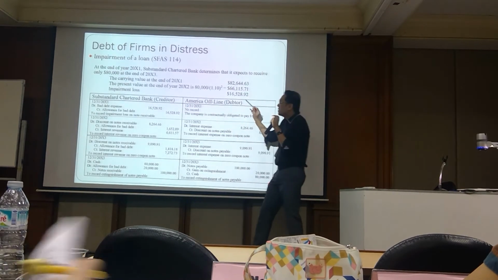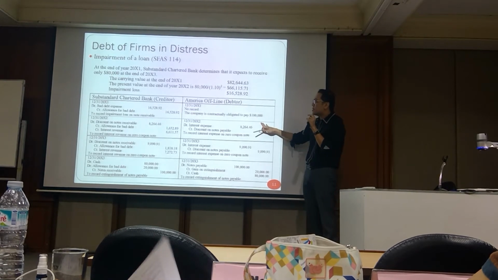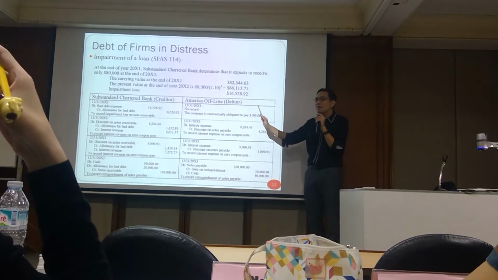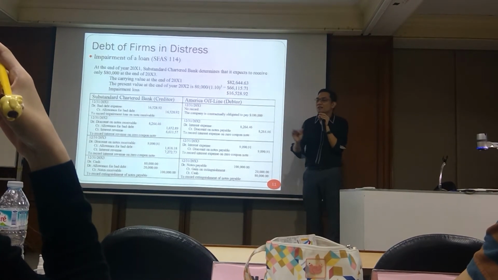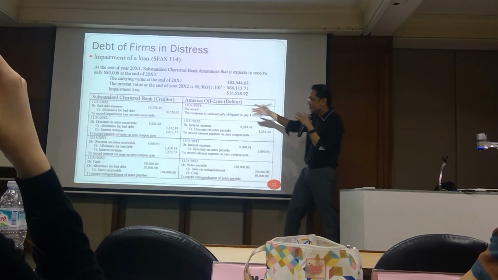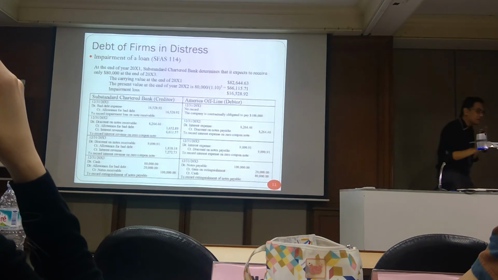Alright? For AOL, no need to record. When they pay interest, they record with the same number. If you don't understand the debit credit thing, don't worry. I just want to show you the effect of impairment loss, just like that. You're going to see it better in the next couple of slides.